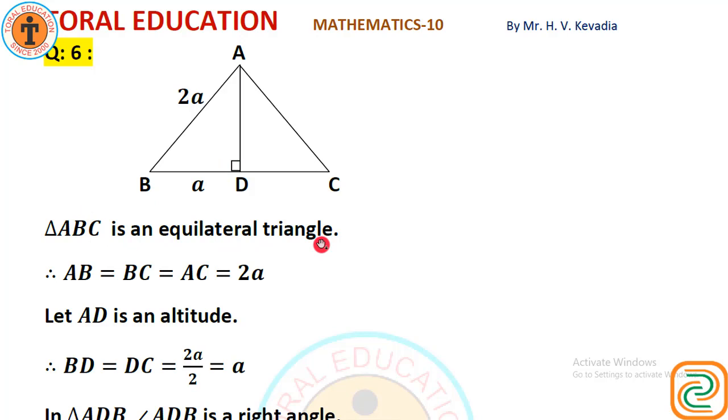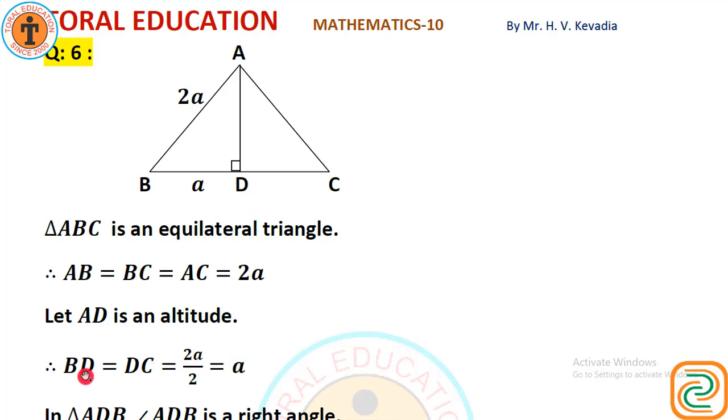ABC is an equilateral triangle. AB equals BC equals AC equals 2A, because all the sides are 2A. When AD is an altitude, it is also a median. Therefore, D bisects BC into two equal parts. Therefore, BD is half of BC. Now, AD is an altitude, so BD equals DC equals 2A upon 2, because this one is 2A, right?